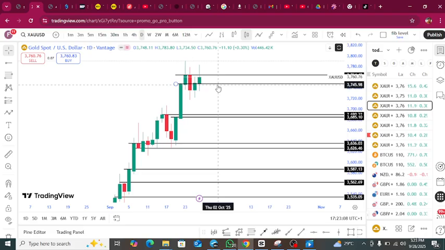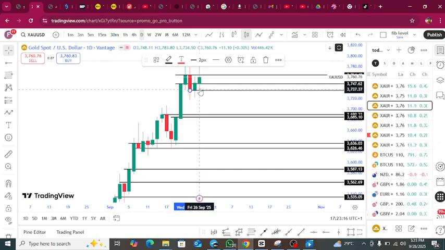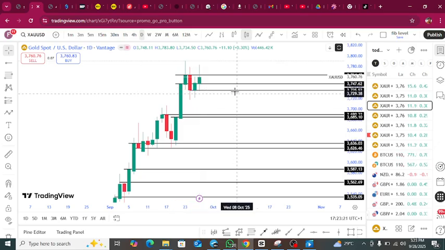Once it breaks this level, there is still a level here, but it has been tested. This was tested, so it's no longer fresh. So there is a high probability that once price comes, it's going to do something like this and break and come down and test here.